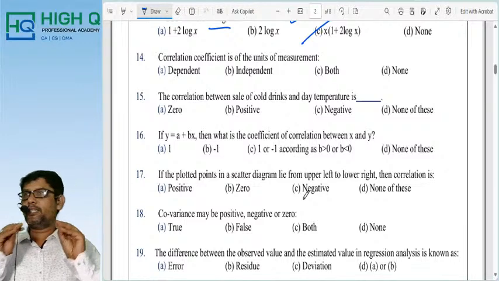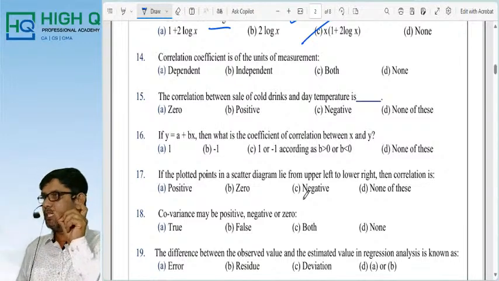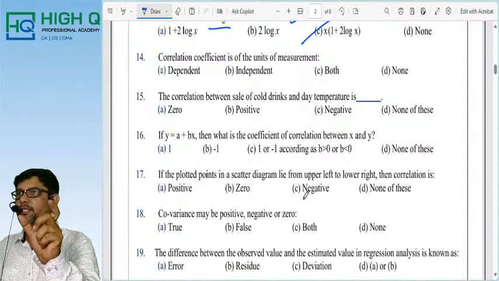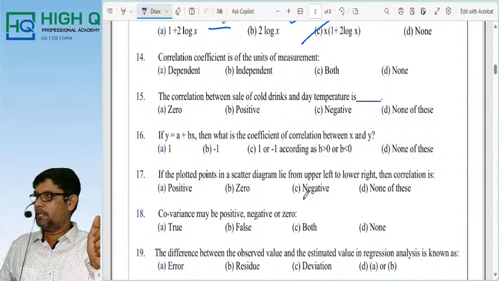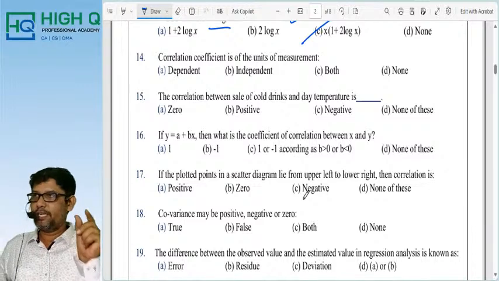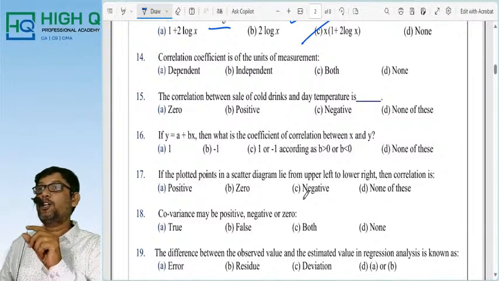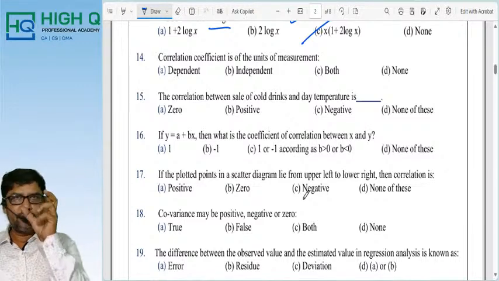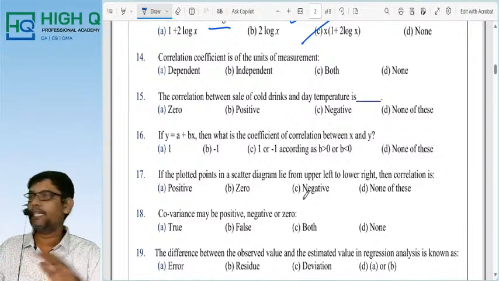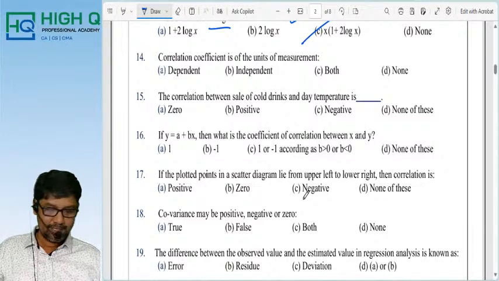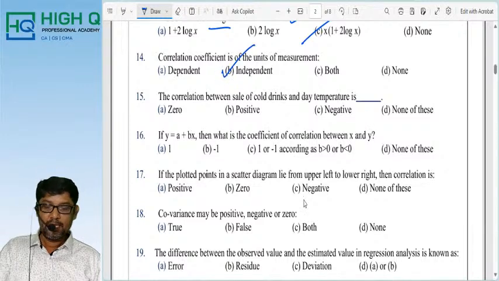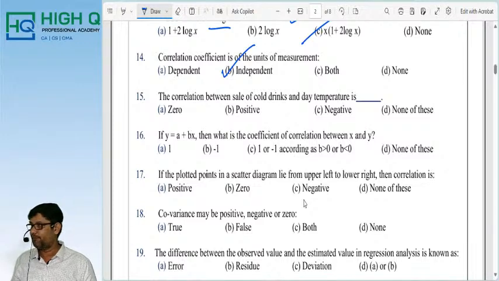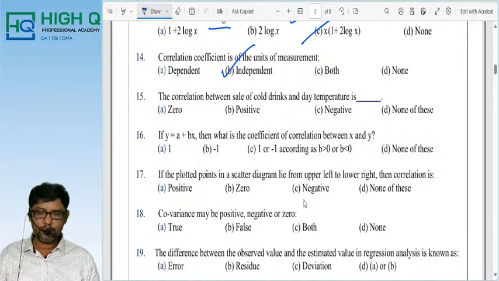See, when the word coefficient comes, either it is coefficient of correlation, coefficient of regression, or coefficient of range, quartile deviation. When the word coefficient comes, it is of course independent of units. Always remember, it is not only for correlation coefficient. When the word coefficient comes, it is obviously independent of unit. It has nothing to do with units.